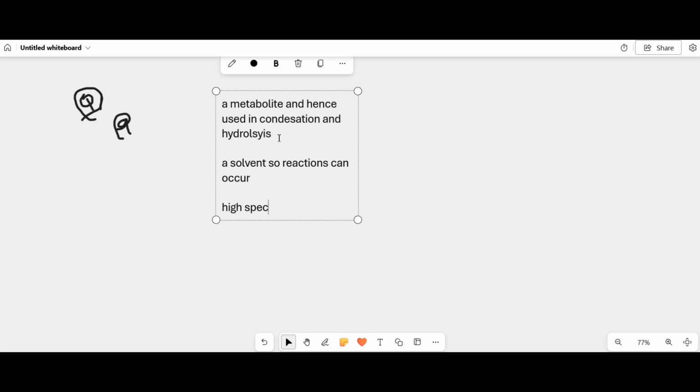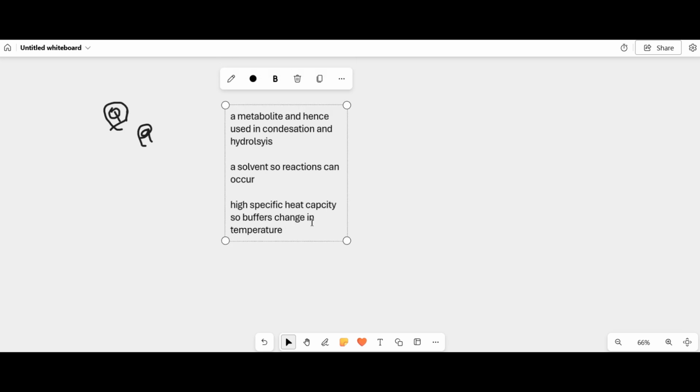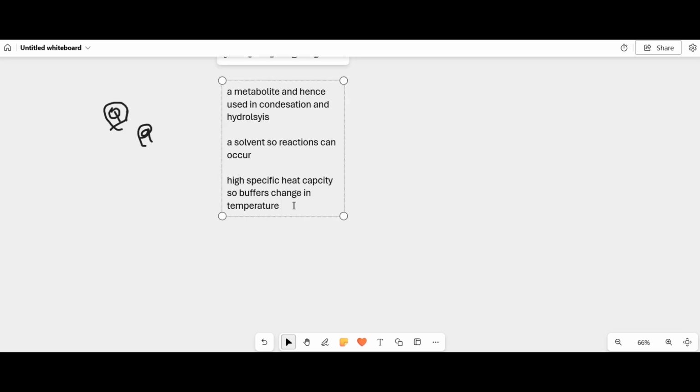So it has high specific heat capacity. These are just 3 marks, these are standard. High specific heat capacity means that it can take in a lot of heat without increasing temperature. It can take in all that heat without actually increasing in terms of Celsius. So it buffers change in temperature. It's not going to move the temperature that much, but it can store a lot of energy without changing the temperature.